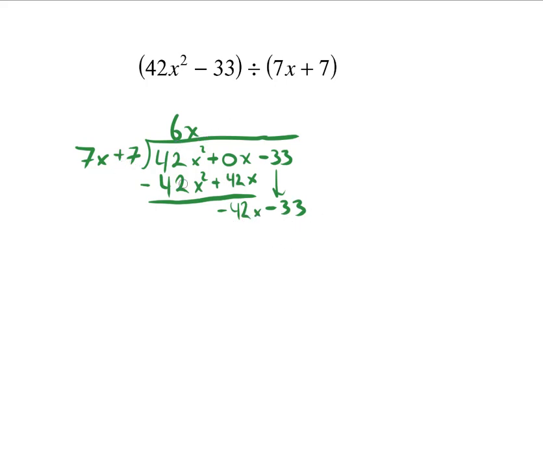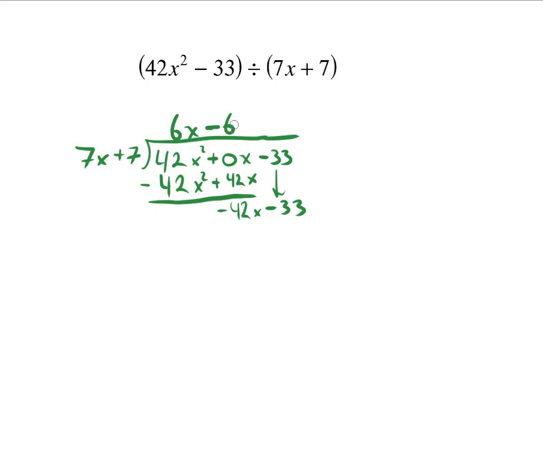And now I'm going to do that whole process again, where I ask how many times does 7x go into negative 42x, and in this case it goes into it a negative 6 times. And this is where a lot of people mess up. They mess up with the negatives here. So the negatives are really important to be careful of. Whenever you have to work with negatives, just be extremely vigilant.